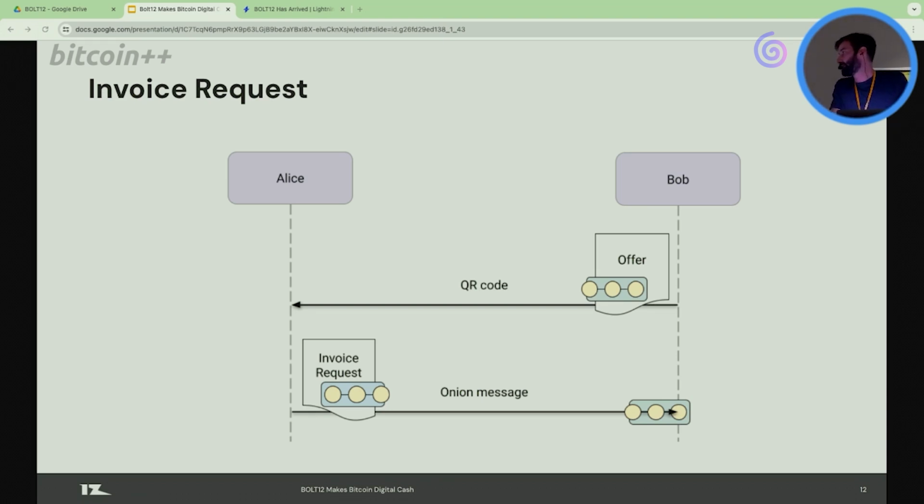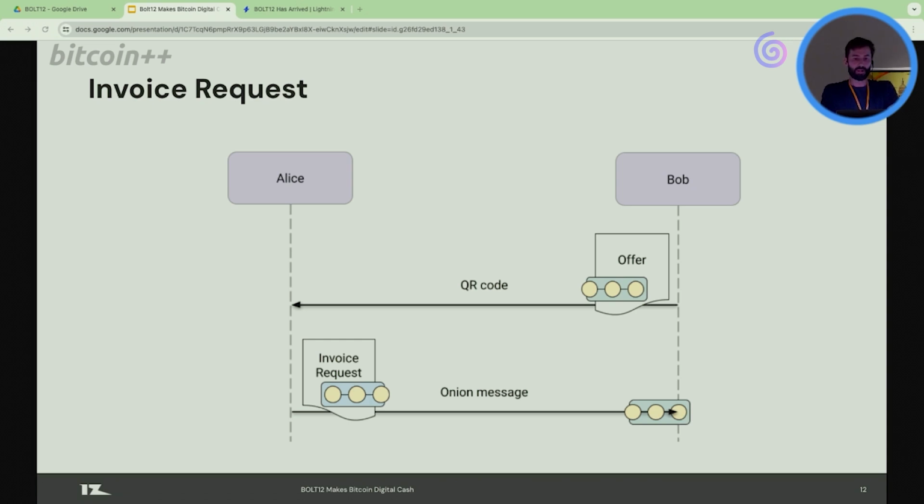All right. So now that Bob has given Alice an offer, or she obtained it somehow, Alice now wants to request an invoice so she can pay Bob. And so she constructs a message called an invoice request. The way she sends this to Bob is she takes typically the blinded path in the offer, and she constructs something called an onion message. This is something I'll explain a little more as we dive deeper in. The payload of that onion message would be the invoice request. And she's basically telling Bob, hey, give me back an invoice, and maybe here's some information I want in that invoice.